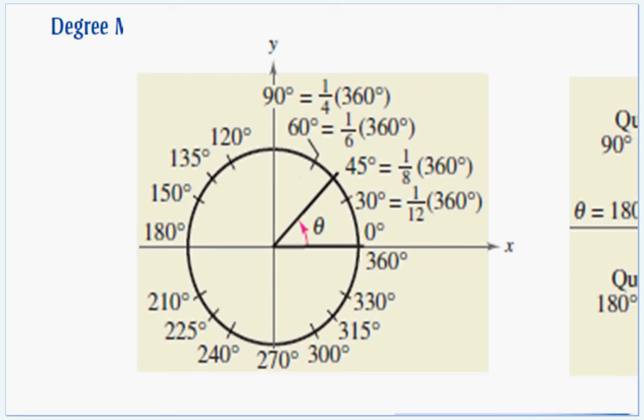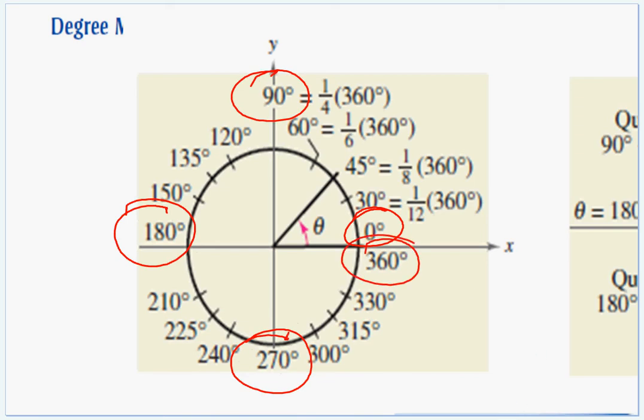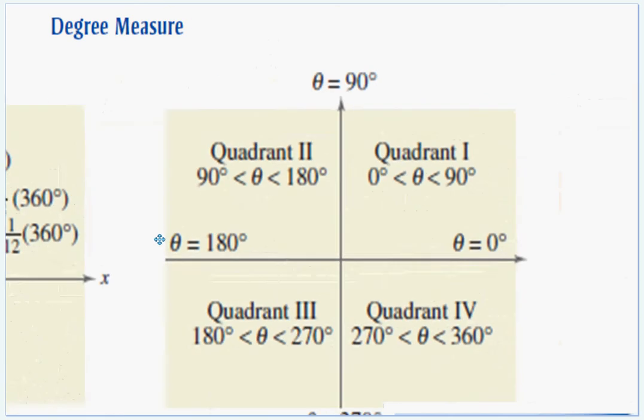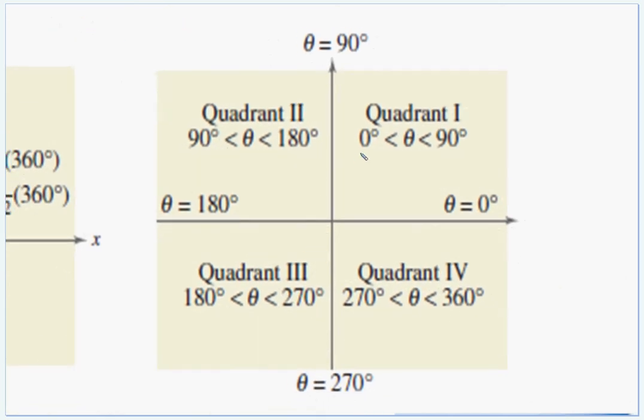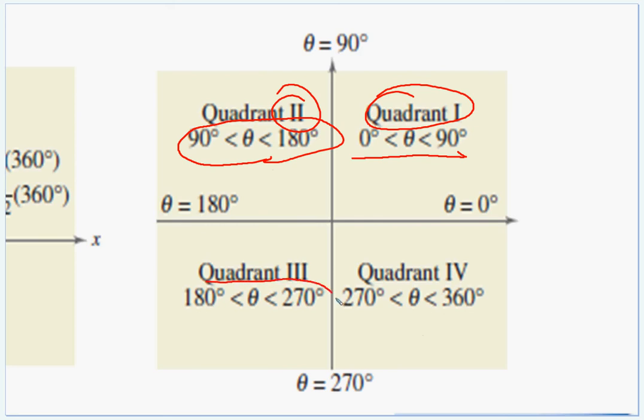So again, if you want to count by 90s, we're going 0 degrees, 90 degrees, 180, 270, 360, and we've gone all the way around the circle. So here, any angle between 0 and 90 winds up in quadrant 1. Any angle from 90 to 180 is in quadrant 2. Anything from 180 to 270 is in the third quadrant, and 270 to 360 is in the fourth quadrant.